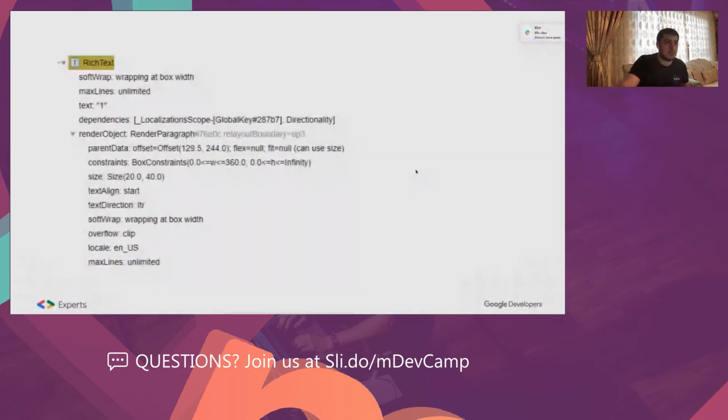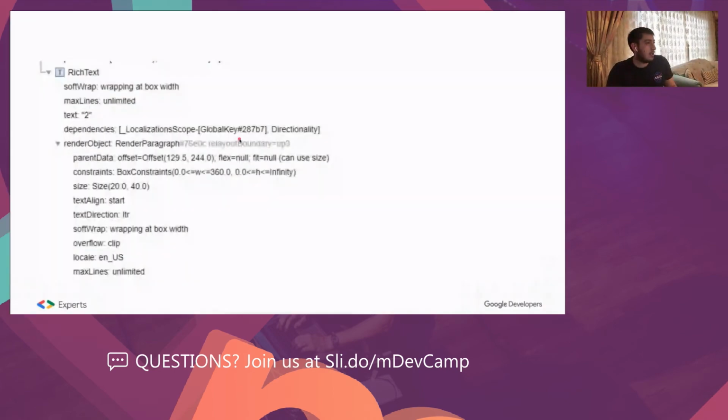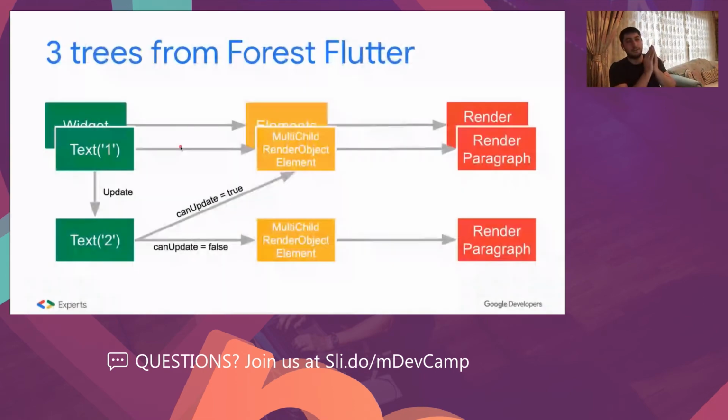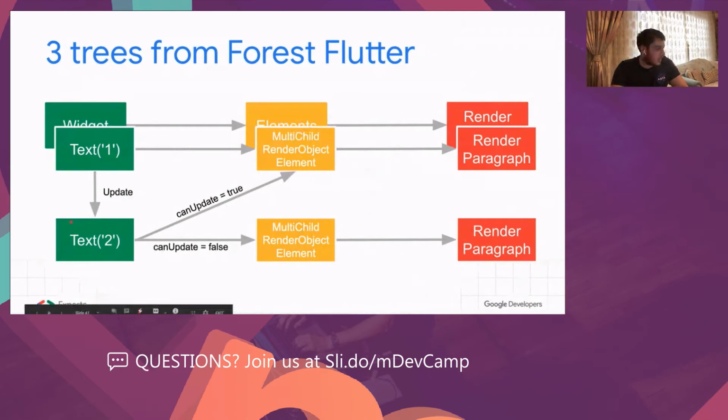But let's see it with visualization. As you see, it's the 76E0C. So we are keeping the render paragraph object. And when you update it, it is still there. So we know it. But as I said, let's see it from the graphics part. I have a text here, and text has a multi-child render object element. We know it. And we have the render here. So everything is already there. And let's have an update. Now the text is 2.